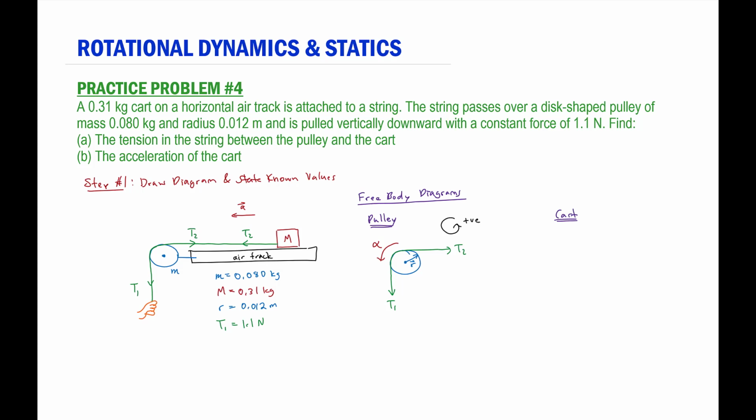Next, looking at the cart, we have the mass of the cart. We do know that there is the force of gravity acting on the cart and a normal force, but they're supposed to cancel out because the air track is a frictionless surface. So the only force that we should care about is the force of tension pointing this way. So now the only thing left is to draw a coordinate system. Let's say we have our x and y directions.